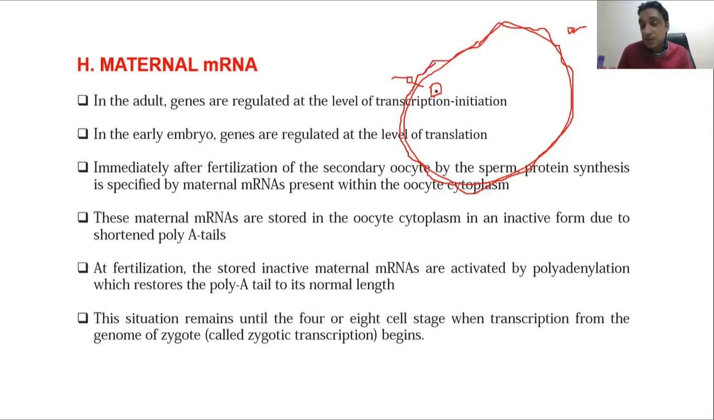It brings the genetic material. The egg also contains genetic material. This is the nucleus of the egg, and this is the nucleus of the sperm. The egg also contains mitochondria, so whatever energy is required to execute the functions, enzymes, and messenger RNA, they are present here.